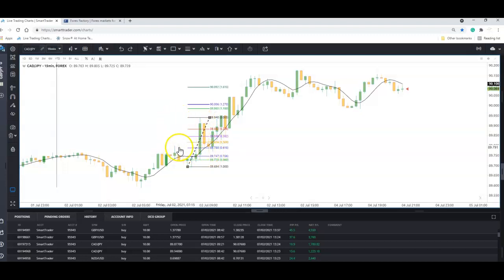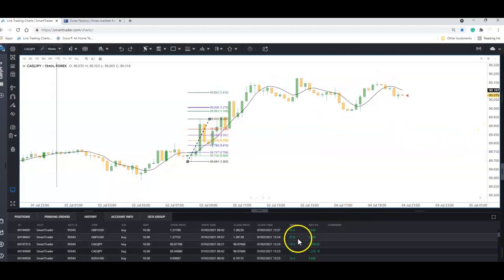It went all the way down to a previous resistance turned support, and this thing shot up. I only got 19 pips out of it because I had too many positions open, but if I would have stayed in that trade, that would have been 30 pips, 31 pips.